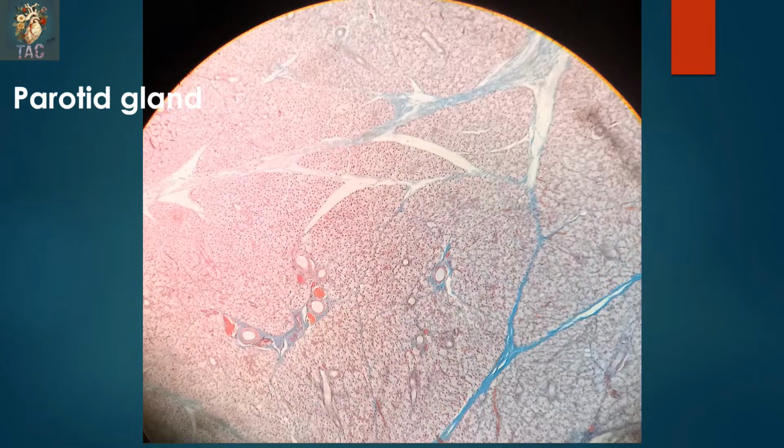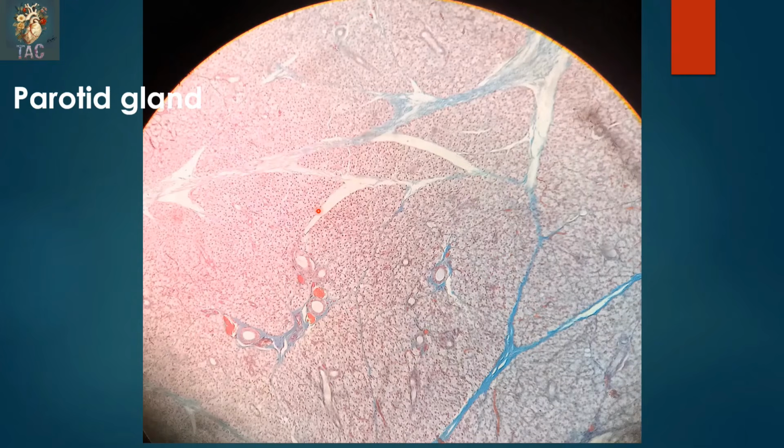This one is one of the best slides for the parotid gland. At lower magnification you can appreciate a large number of serous acini, and the point to remember is that the serous acini have a rounded nucleus which is present in the center of the cell.